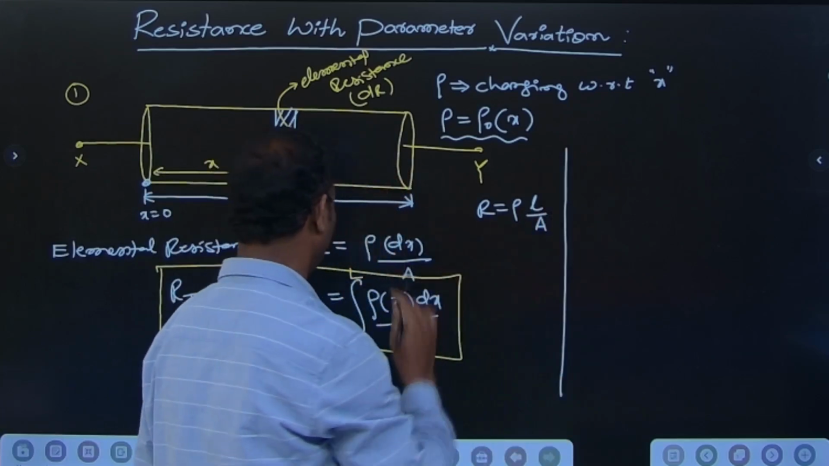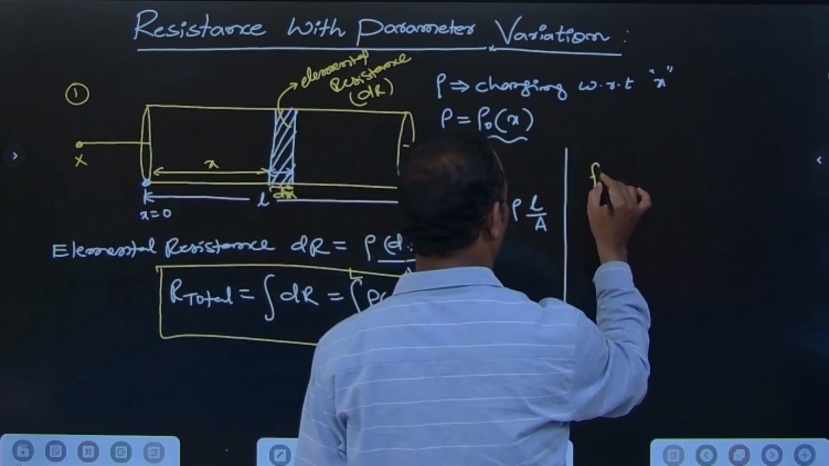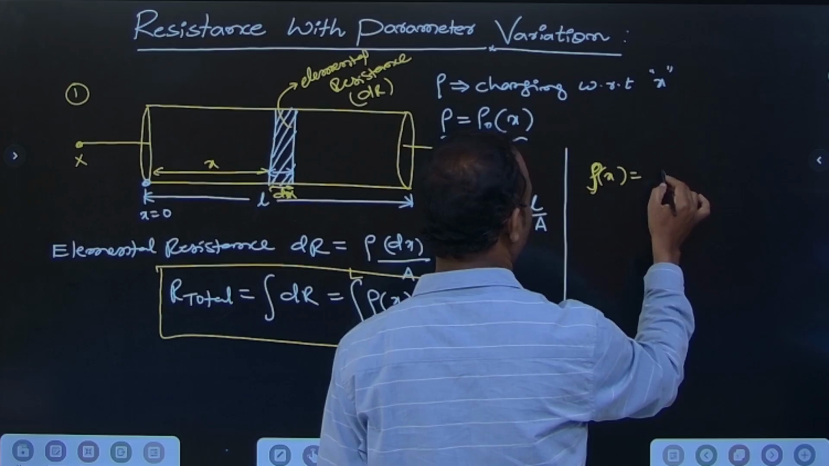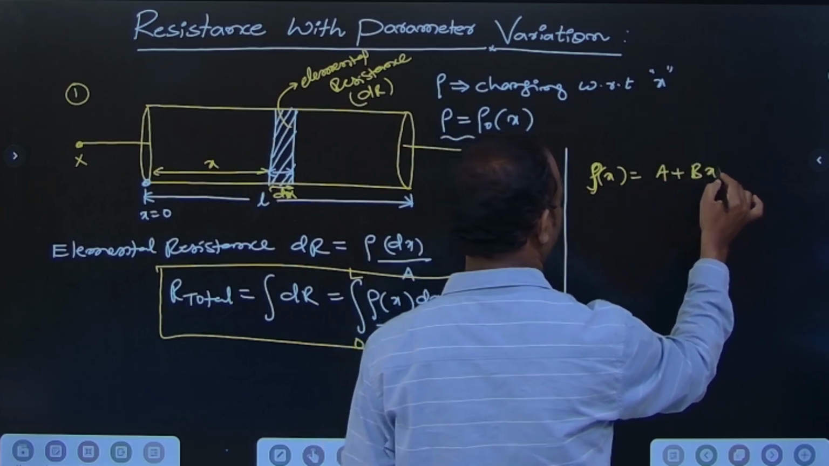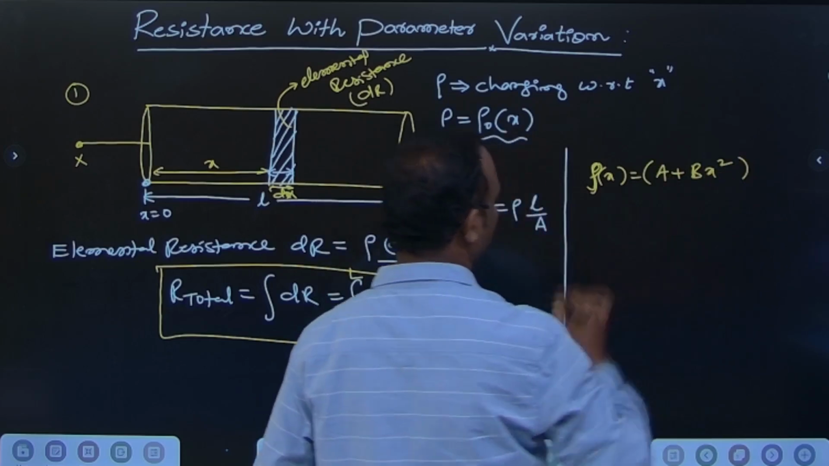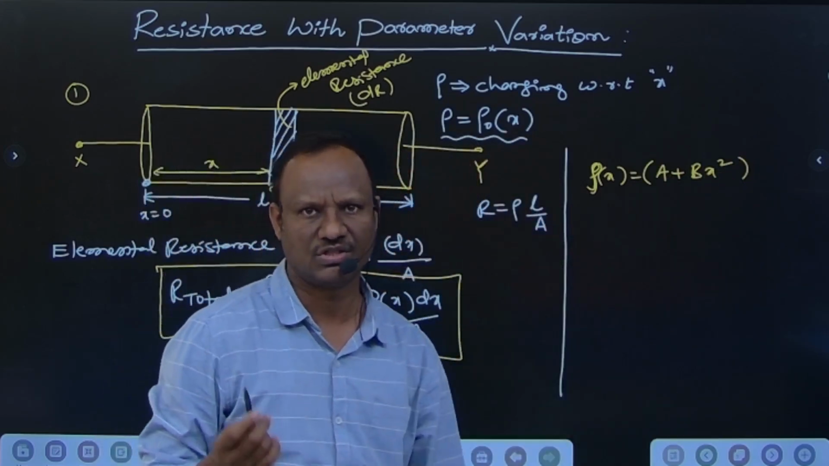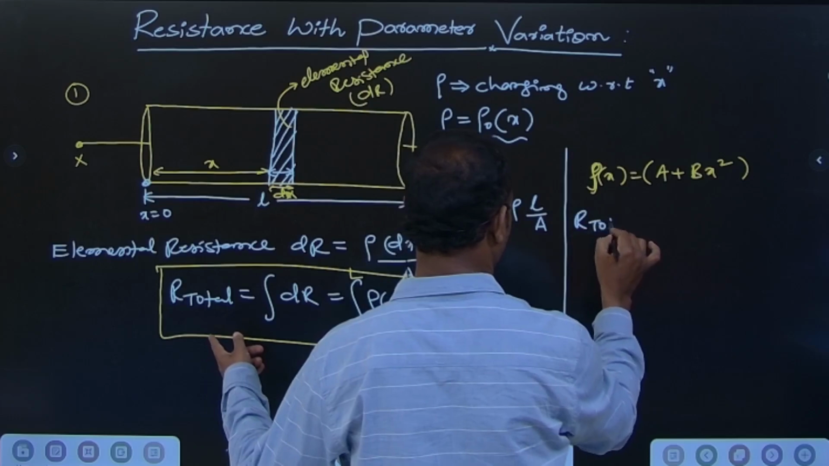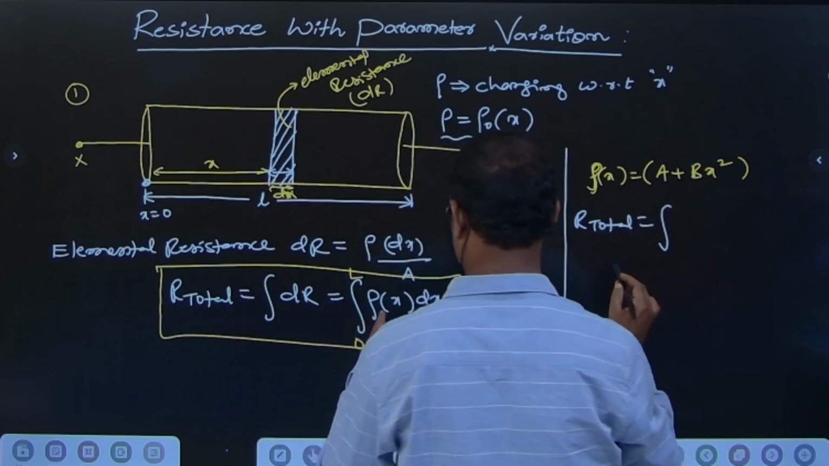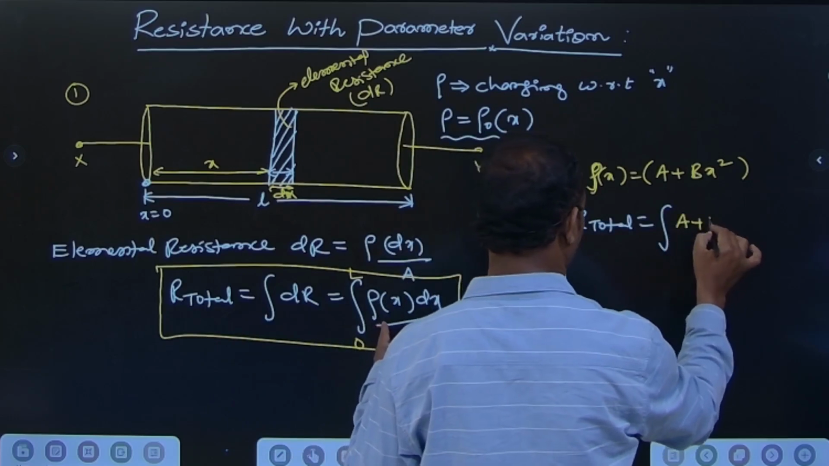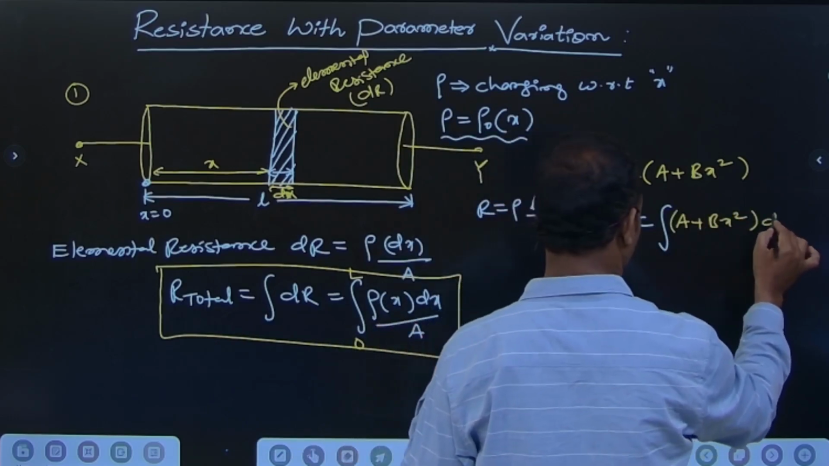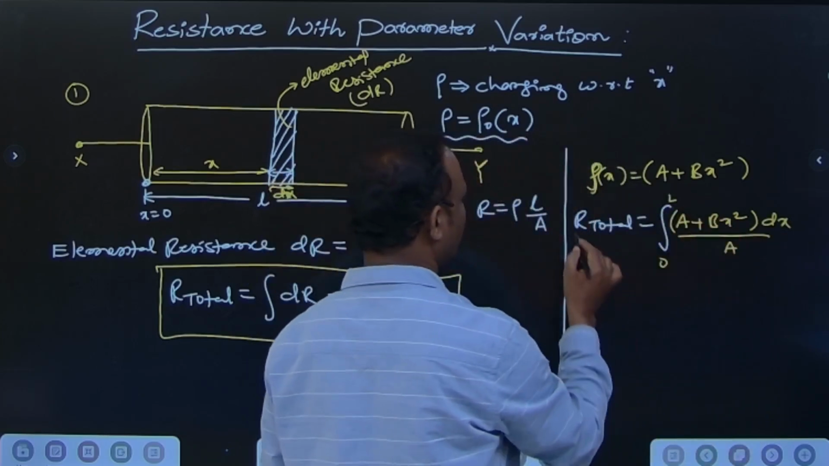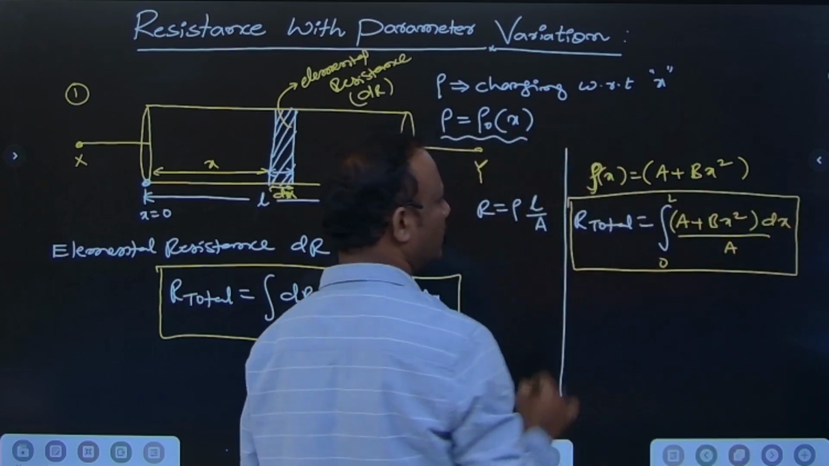For example, if rho of x equals a plus b x square, resistivity is measured in ohm meter. Then R total equals integration of rho of x, that is a plus bx square, dx by A, where A is the cross-sectional area, with limits 0 to L. So we will go for the proper integration to get the total resistance.